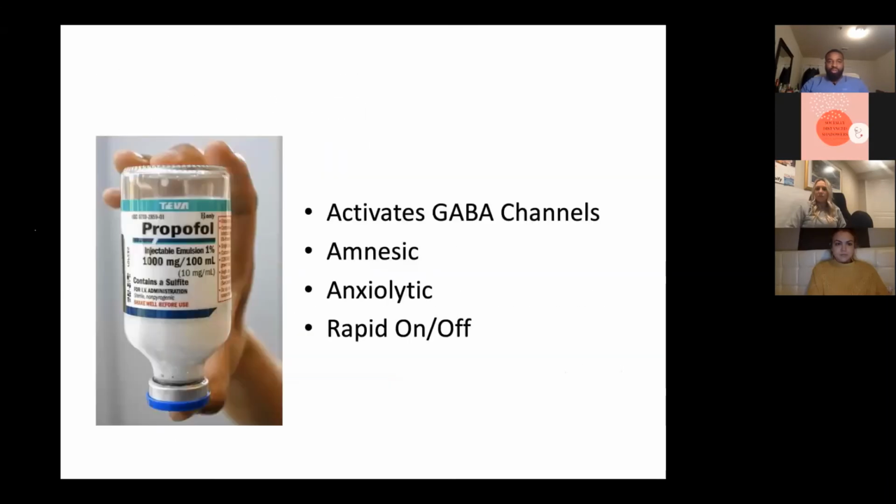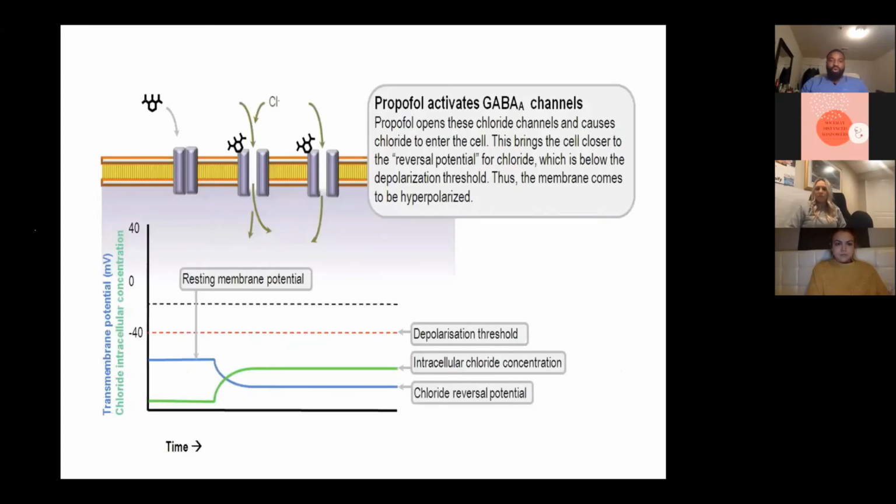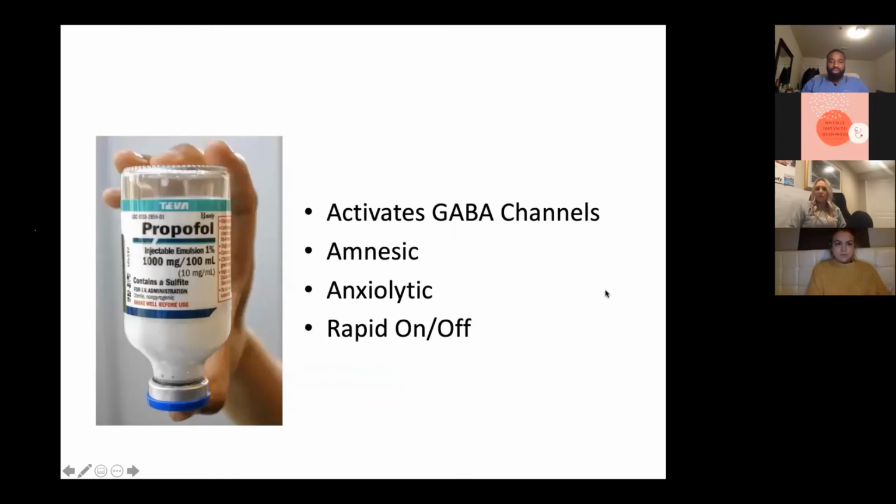So now it explains propofol, what it does. So propofol activates the GABA channels. So in short, it opens the chloride channels and causes the chloride to enter. Then this brings the cell closer to the reversal potential for chloride, which is below the depolarization threshold. Thus, the membrane comes to be hyperpolarized. So basically, it relaxes it because it's hyperpolarized. So it activates GABA channels.